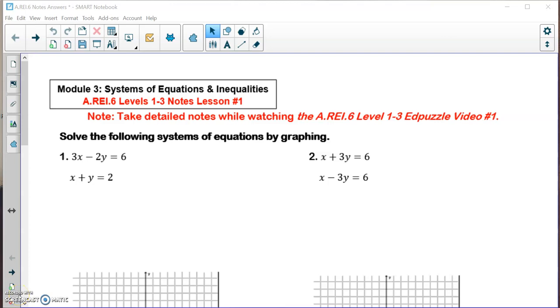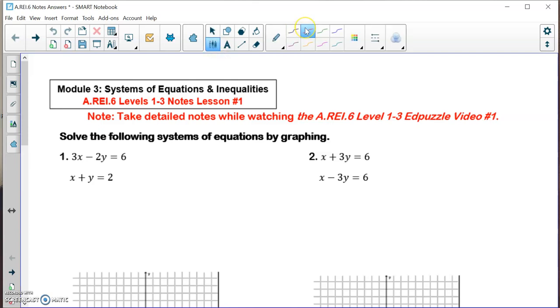Hello everyone, we are going over levels 1 through 3 for the A.REI.6 standard. This is going to be split up into 3 lessons. Our first lesson is going to focus on solving a system of equations by graphing.